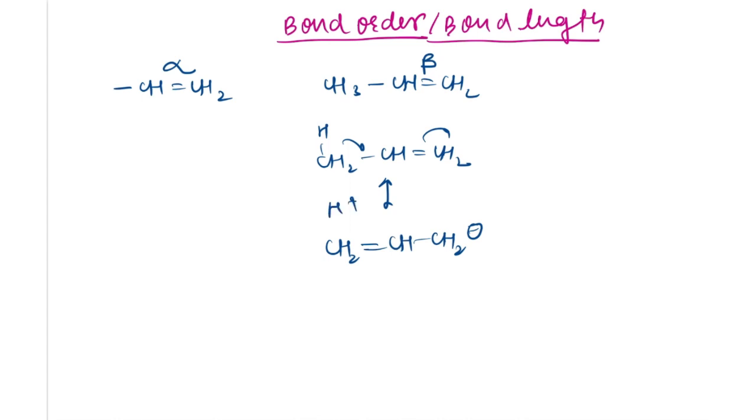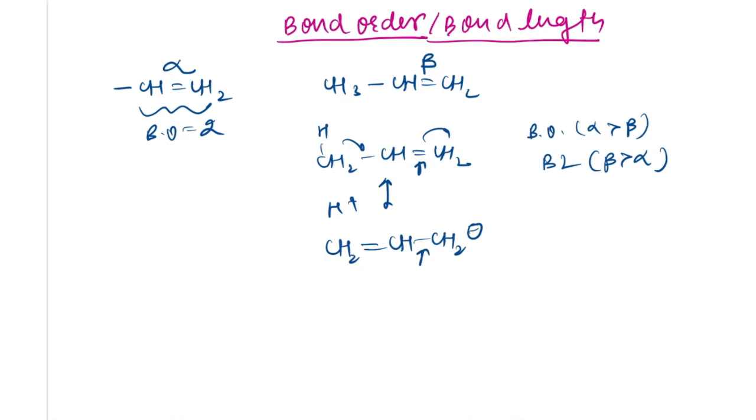So bond order. Alpha has more bond order than beta. Instead, bond length, beta has more bond length than alpha. Alpha and beta, which has more bond order? Alpha. Why? Because in alpha there is a complete double bond, bond order is 2. But it is a partial double bond, right? Sometimes it has double bond, sometimes it has single bond. You can say the bond order lies approximately around 1.5, not exactly 1.5.